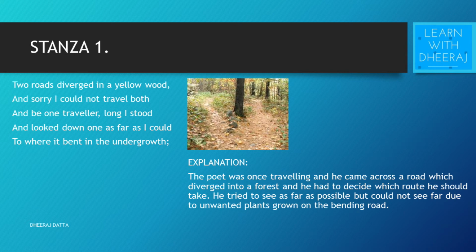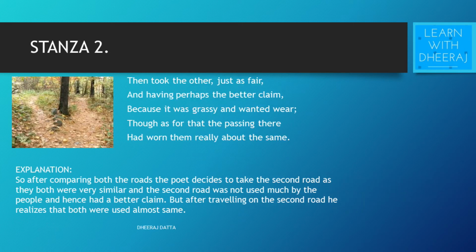And be one traveler, long I stood and looked down one as far as I could. So that means the poet got down off his car and tried to analyze both the roads by seeing as far as possible. After a couple of minutes of analysis, he decides on one of the roads, but he could only see to a limited place because of unwanted bushes and plants grown in the forest.